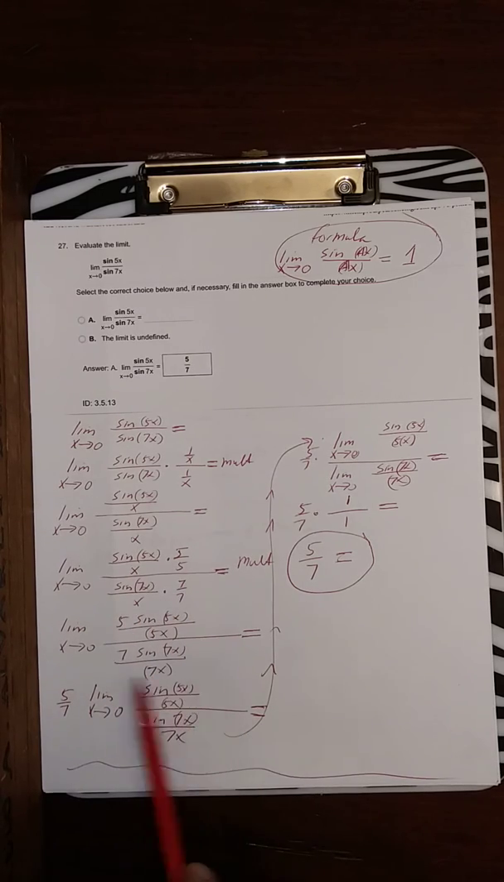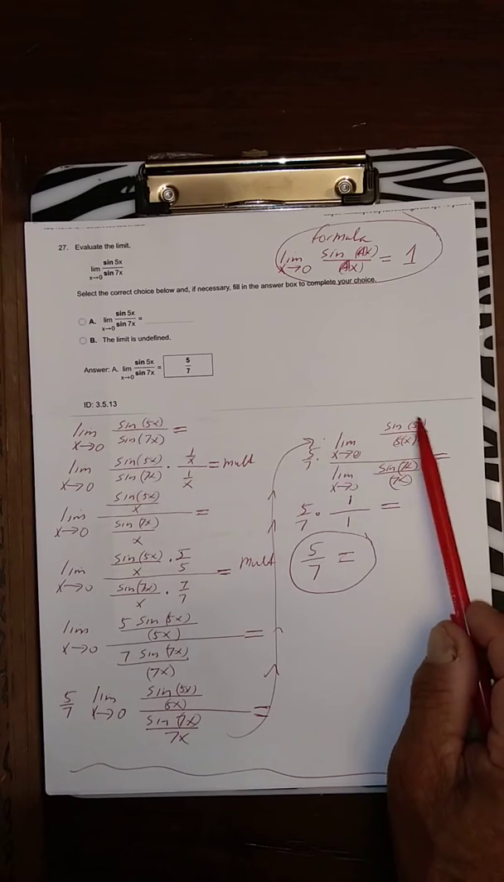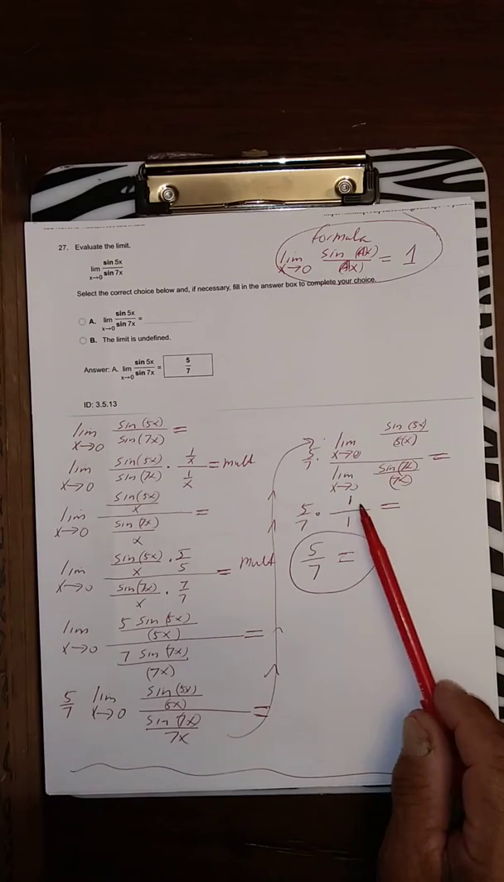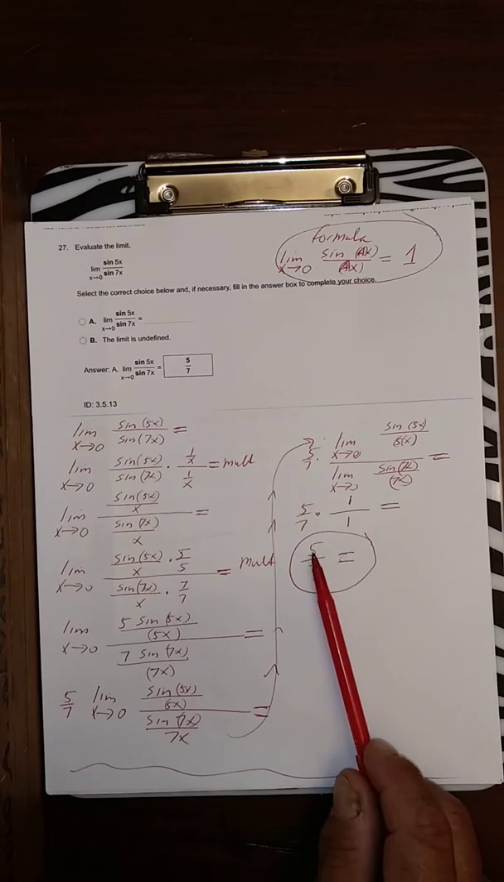Now, this 5 over 7, I'm going to factor it out right here. So now we have sine of 5x over 5x, and sine of 7x over 7x. Take the limit of the top, limit of the bottom. And we know that this is a 1, and this is a 1. So 5 times 1 over 7 times 1 is 5 over 7.